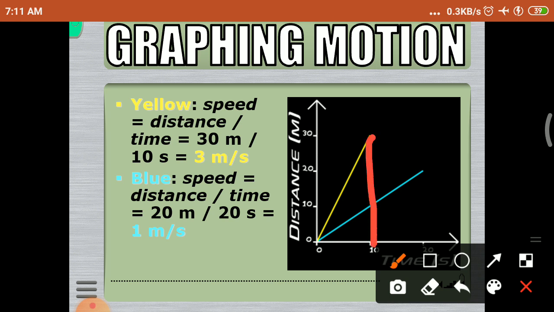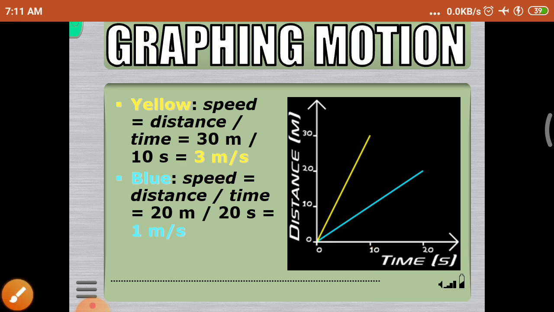Draw a perpendicular line to the x-axis and y-axis. 0 minus 30, the distance is 30. And the time, 0 minus 10, the time is 10 seconds. You know the formula: speed equals distance by time. Here the distance is 30 and the time is 10. So 30 by 10, if you divide 30 by 10, we get 3 meter per second.